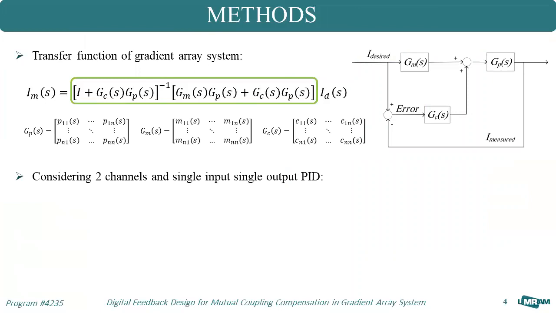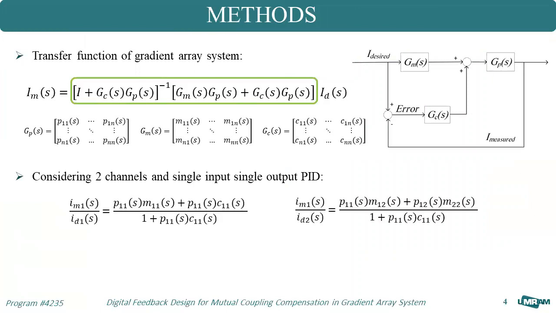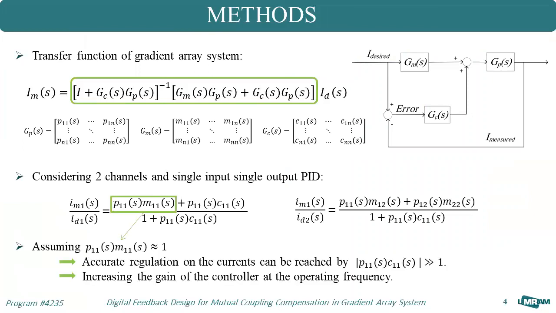Considering 2 channels of the array and a single-input, single-output PID, this is the direct transfer function of channel 1, and this is the cross-term transfer function of channel 1. Assuming this term is approximately 1, which is true if we can characterize the system properly, by taking the gain of the feedback loop much bigger than 1, we can approach the desired waveforms. This will happen by increasing the gain of the controller at the operating frequency.